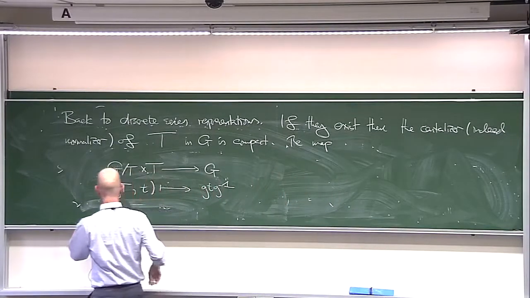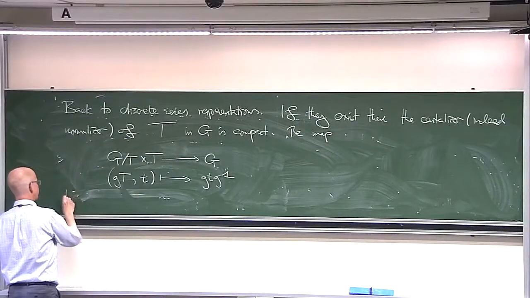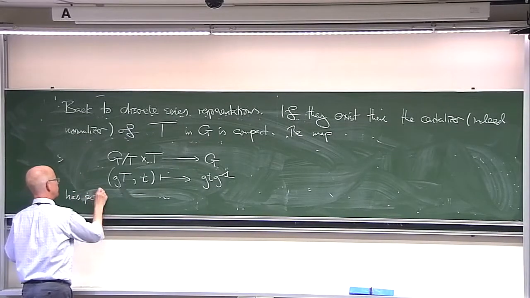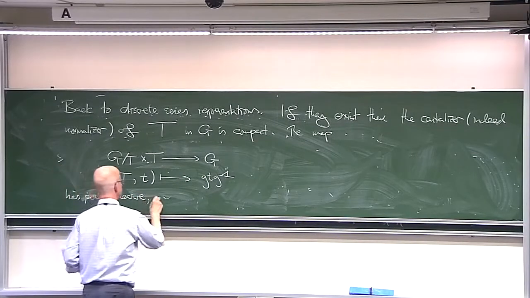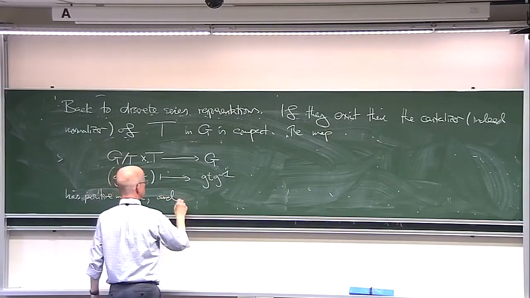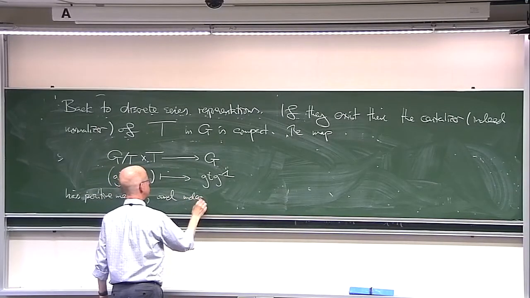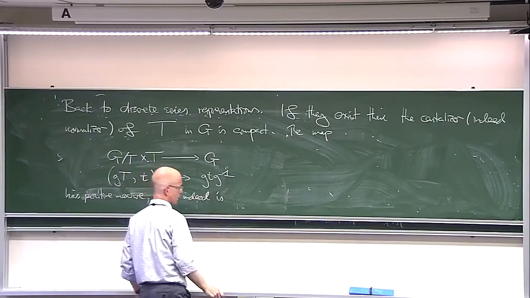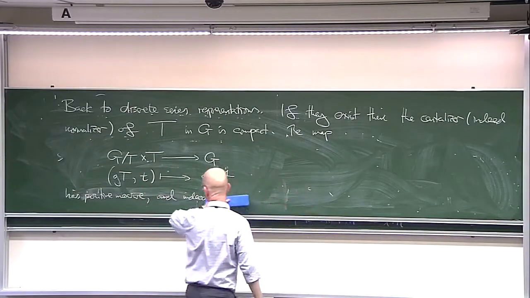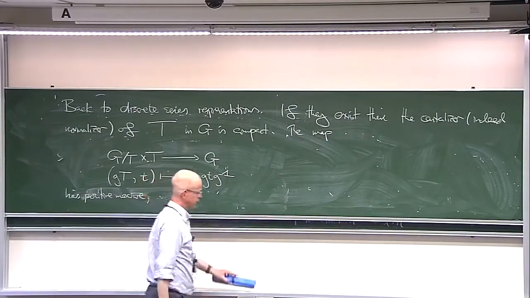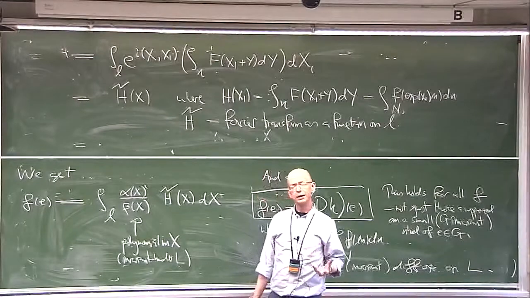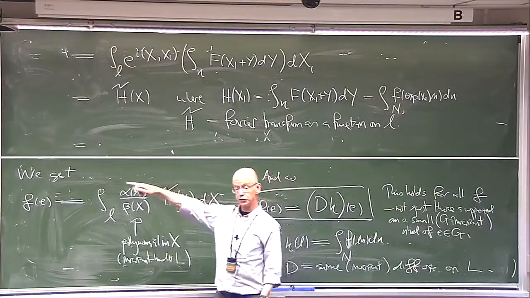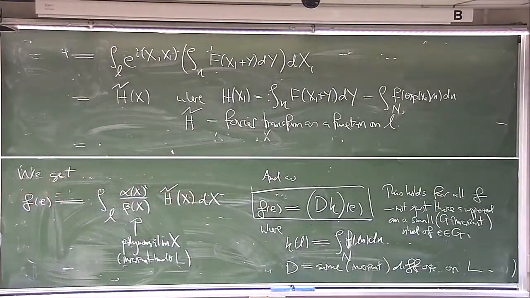But here, the map has an image which has positive measure. The image is not open, but it includes a very large open subset. And so when we're attempting to understand these formulas for integration over G, we cannot disregard this part of the story.